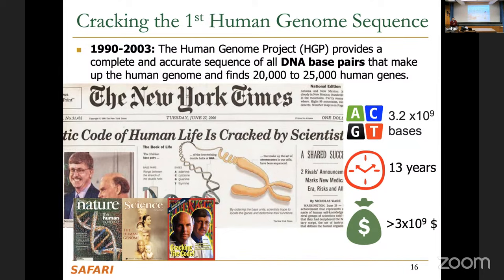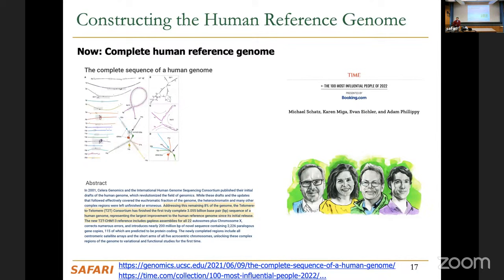This was done by a very collective effort within 13 years, and the resulting genome was a good representative genome, but it wasn't a complete representative of the human reference genome. It was still missing some parts. As the technology improved, we were finally able to construct the full human reference genome without any gap, end to end. This was done by many people, but it was mainly led by these four individuals.